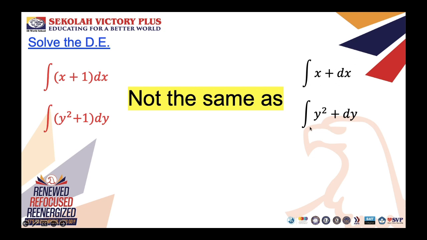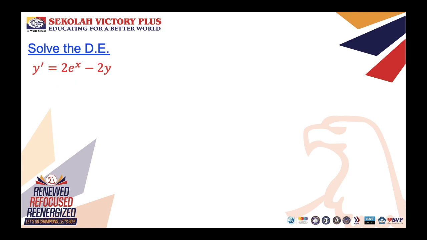Alright? The same is true for this one. We cannot say that the y squared is with respect to dy because again, we are separating the two terms. In other words, this brings us examples of non-separable equations or differential equations. For you to understand further, let's have this particular example.